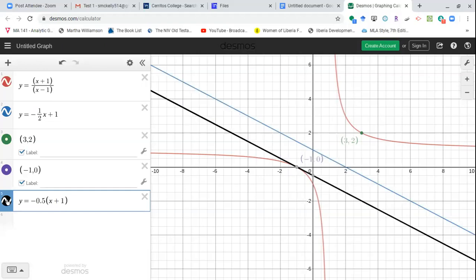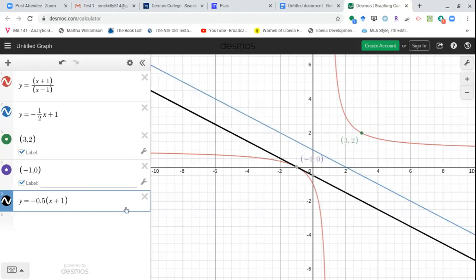Now notice this. See this point right here, this negative 1, 0? This black line goes through this point. And it should. That was the point that we said. And notice this black line is parallel to this blue line, isn't it? You see it? Yeah. So one of the equations that we found was the equation for this black line.